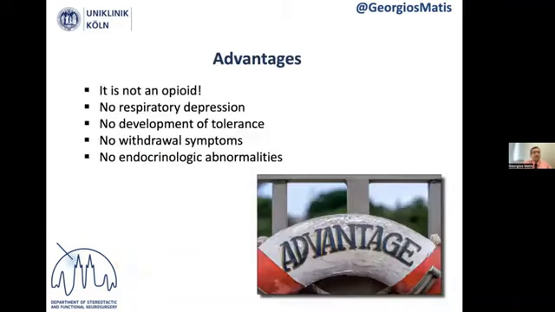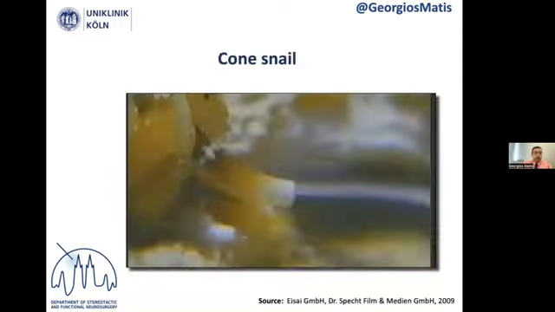And what are the advantages of ziconotide? First of all, it's not an opioid. And if it's not an opioid, we don't have any respiratory depression. We don't have any tolerance. We don't have any withdrawal symptoms. Say, if the pump is not working properly, the patient will not have any withdrawal symptoms, and we don't have any endocrinologic abnormalities. Let's say you have a patient with COPD, then a drug which is not an opioid could be a very nice alternative.